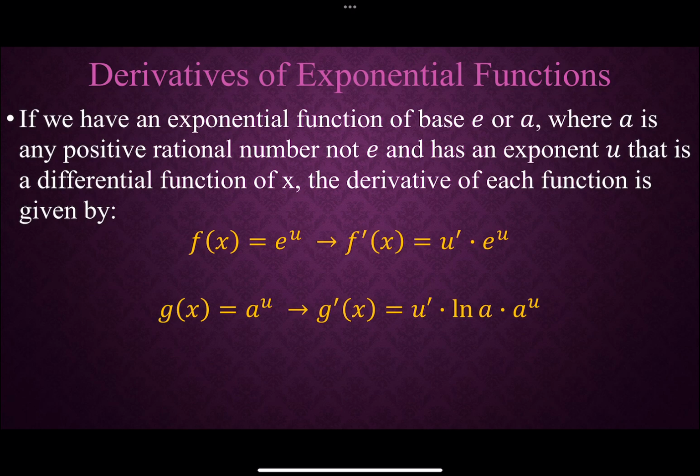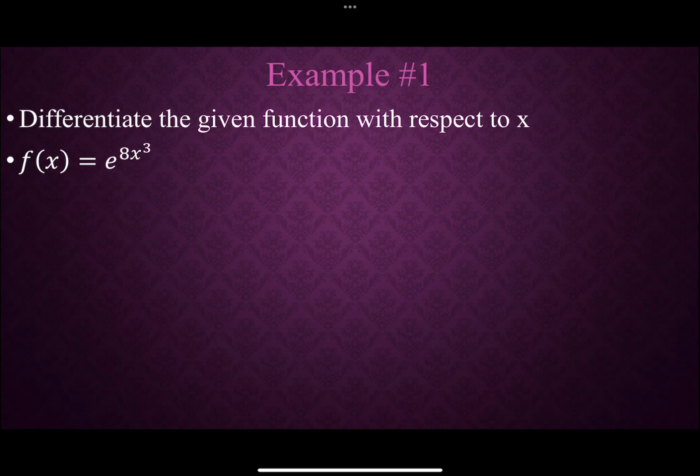Whereas if g of x is a to the u, where a is again a positive rational number that's not e, its derivative is also u prime, also has an a to the u that's not touched in the slightest, but also includes ln of a, multiplying with all of that. And you can see if you apply this rule to the exponential, if a was an e, ln of e is 1, so it would disappear, leaving just again the u prime times e to the u. So the way it works is, again, very straightforward.